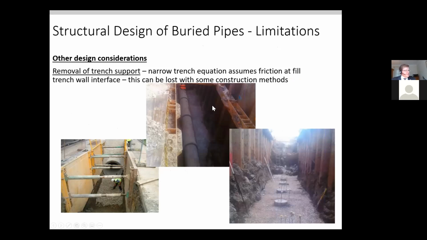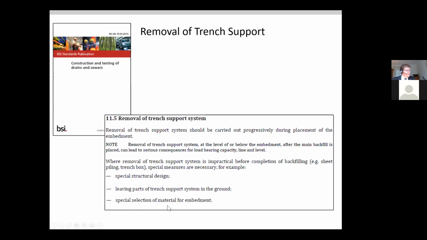is the importance of EN 1610. When you look at deeper pipes, often in bad ground, you sometimes need to support the trench with sheet piles rather than trench boxes. The key assumption behind EN 1610 is that removal of the trench support system should be carried out progressively during the replacement of embedment. Removal of the trench support system at the level of or below the embedment after the main backfill is placed can lead to serious consequences.